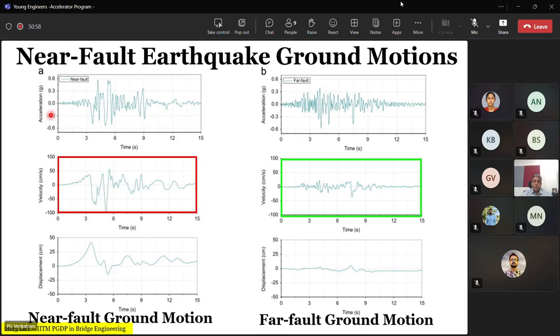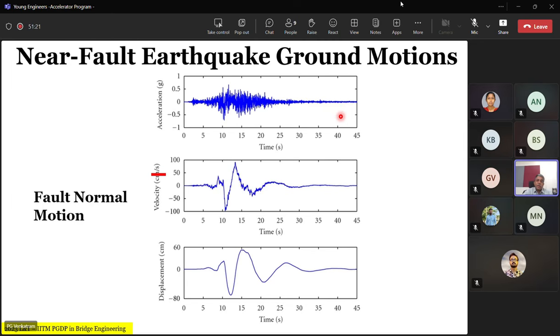So acceleration, velocity and displacement are all, of course, related terms. The rate of change of displacement will give you velocity, and the rate of change of velocity will give you acceleration, with time, of course. So these are the kinds of differences you will notice in the ground acceleration. Please remember, these are not response spectra. Okay.